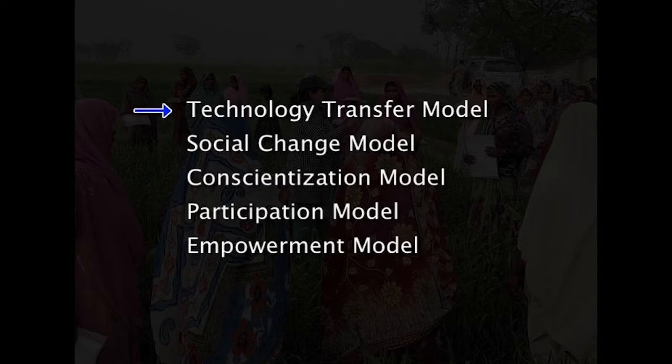The way technology is transferred is explained through various models such as technology transfer model, social change model, conscientization model, participation model and empowerment model. Each model has its own way of defining technology transfer and reaching the society.